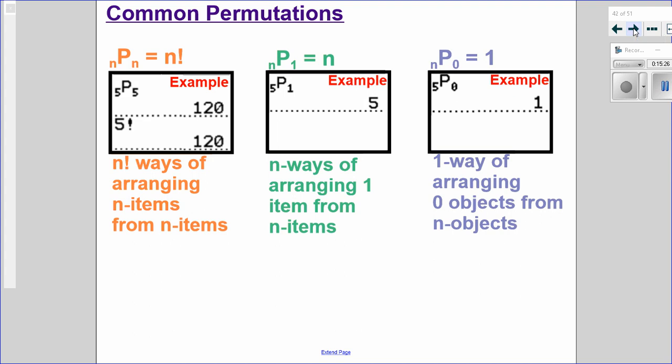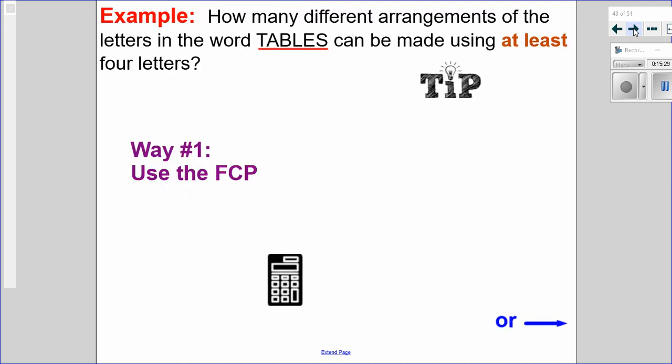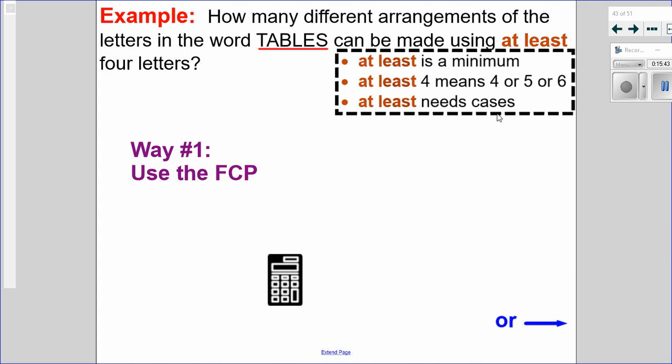So those are some ones you can kind of keep to memory so you don't have to punch it into your calculator. So let's look at an example where we're comparing permutations to fundamental counting principle. I want to know how many different arrangements of the letters in the word tables can be made using at least 4 letters. So first of all, at least is a minimum. So that means a minimum of 4.